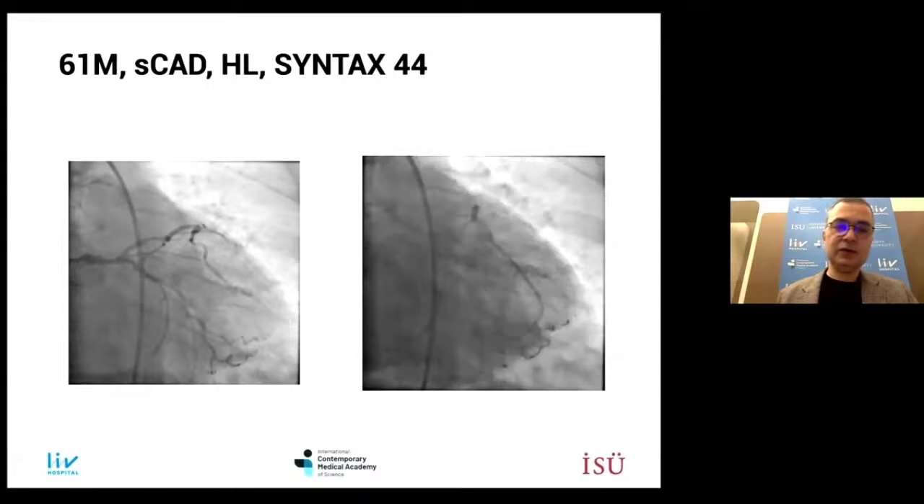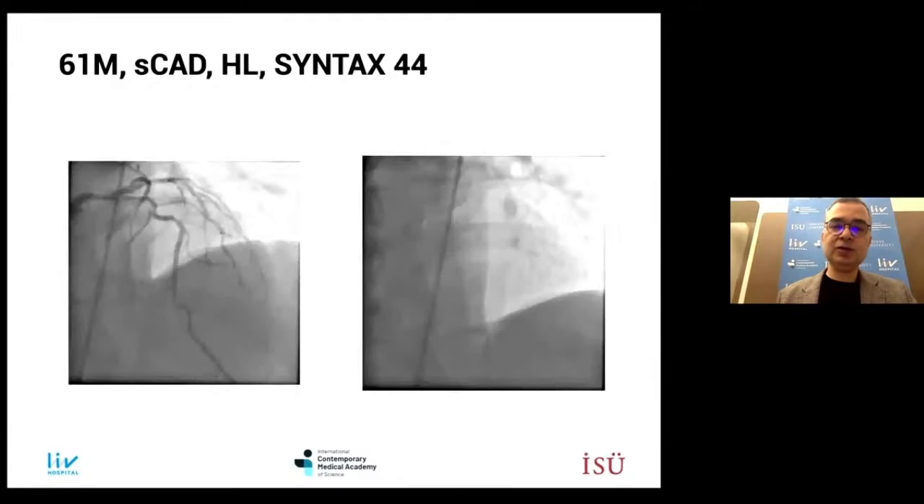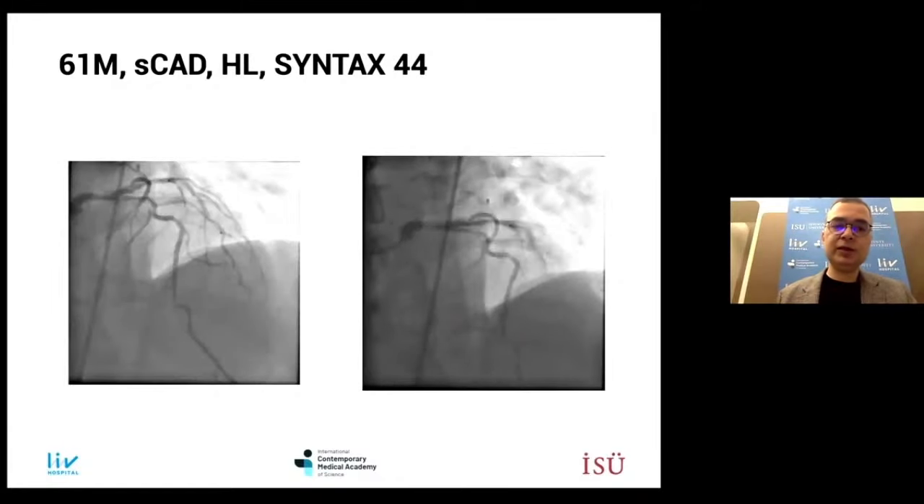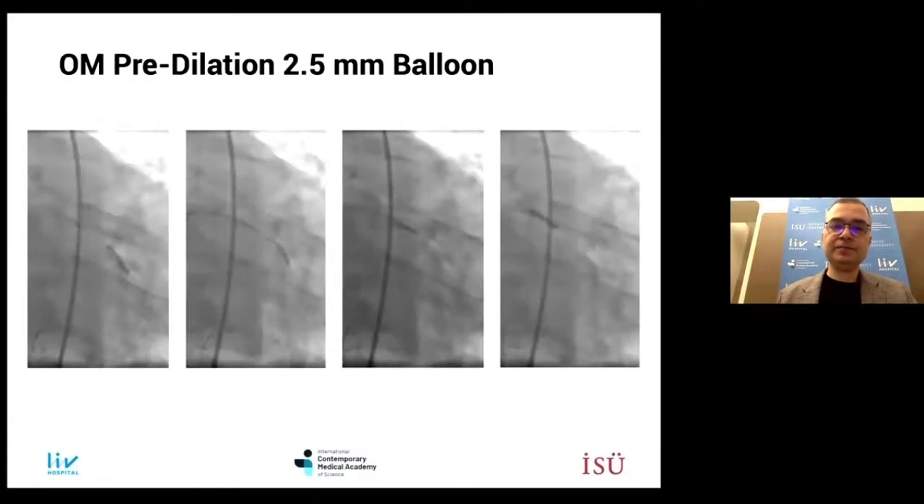We had the opportunity to advance with PCI. This patient had a lesion in the distal left main, in the circumflex obtuse marginal portion, and also in the LAD. He also had a disease in the RCA, which is a CTO, but the right coronary artery seems to be a small vessel. So we concentrated on the left system, and we started with the obtuse marginal, and we pre-dilated the obtuse marginal with a 2.5 millimeter balloon, as you see.